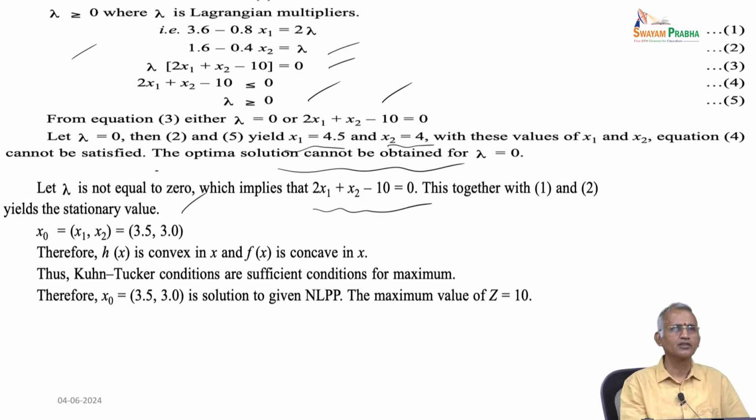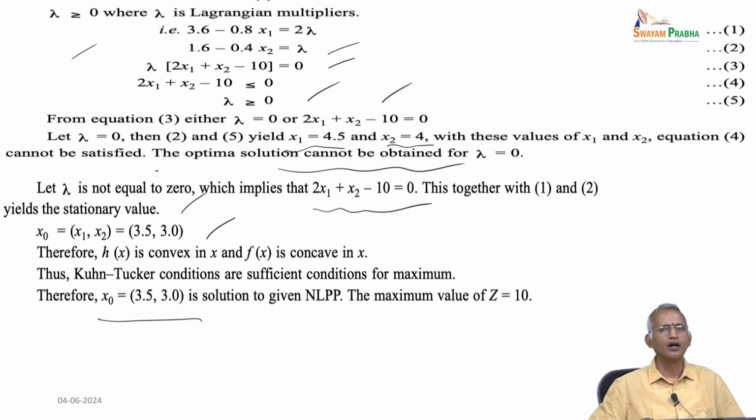We have x1 equal to 3.5 and x2 equal to 3. This implies h of x is convex and f of x is also concave, which implies the Kuhn-Tucker condition is satisfied and the sufficient condition for maximum holds. Therefore, x naught equal to 3.5 and 3 is a solution to the given NLPP, and the maximum value of z equal to 10.